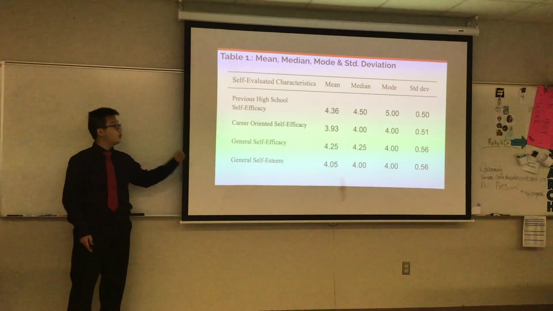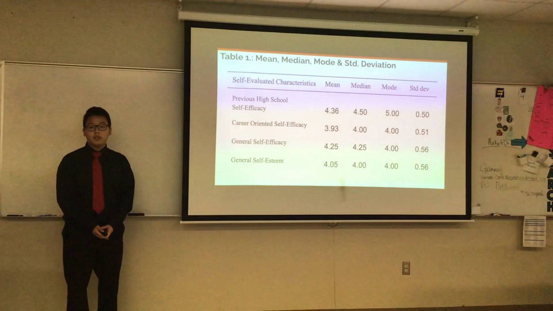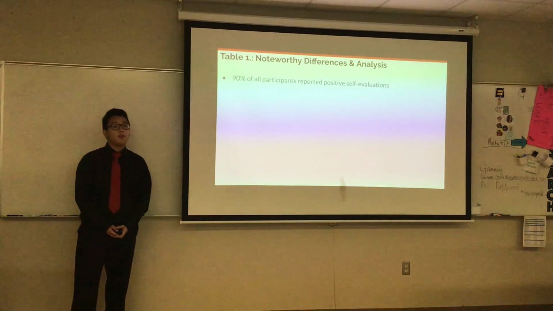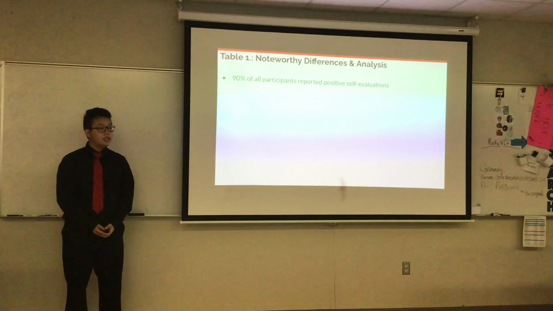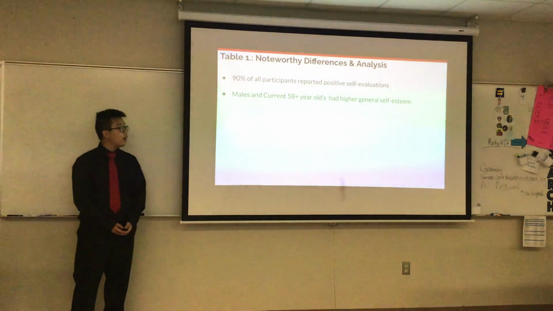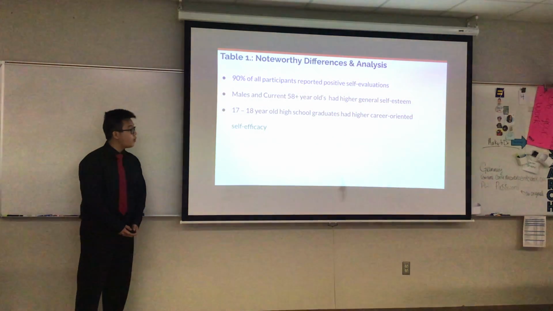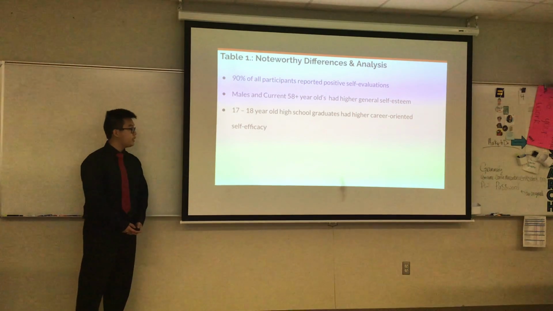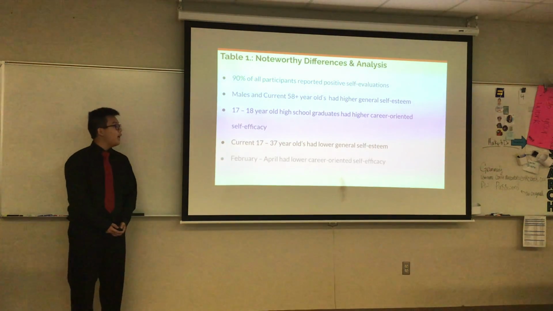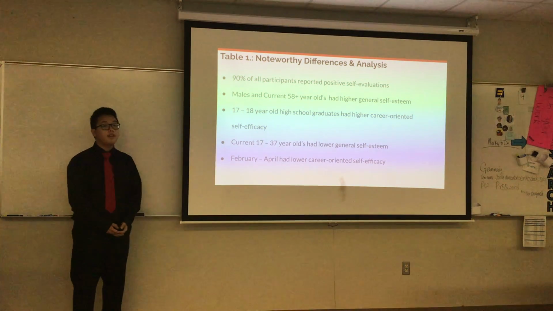The table shown is just a snippet of the entire Table 1, which is rather long. Hence, I'll spare the eye straining and only list the noteworthy differences. Over 90% of all participants reported positive self-evaluations in all 4 characteristics. Males and current 58 and over-year-olds had higher general self-esteem. 17 to 18-year-old high school graduates had higher career-oriented self-efficacy. Current 17 and 37-year-olds had lower general self-esteem. And the February to April birth month group had lower career-oriented self-efficacy.